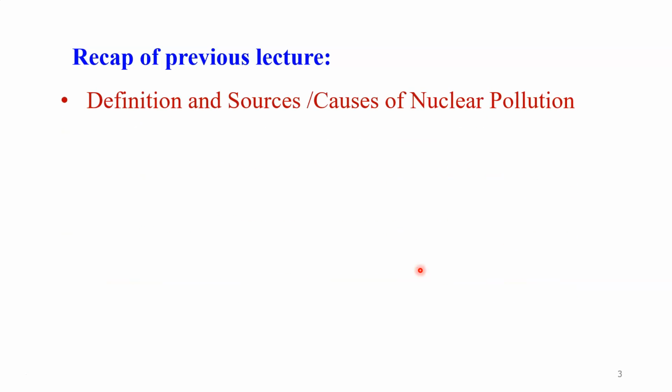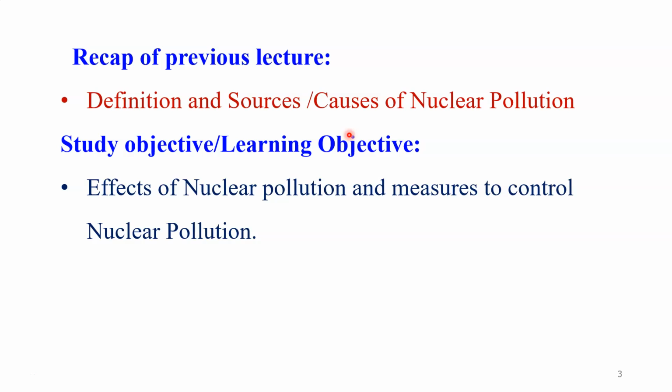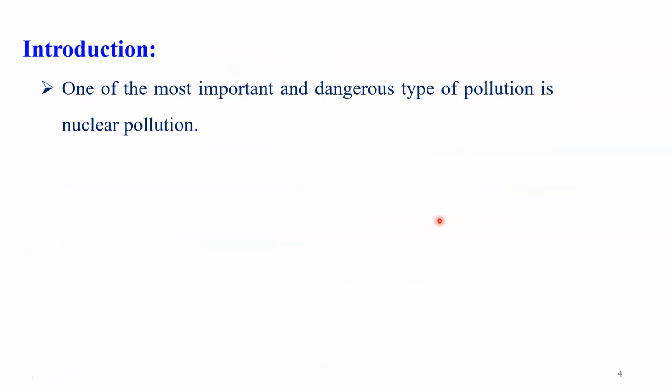Dear student, in the previous lecture we have already discussed detailed information about the definition and the sources of nuclear pollution. In today's lecture, we are going to discuss a very important subtopic of this chapter, that is effects of nuclear pollution and measures to control nuclear pollution. One of the most important and dangerous types of pollution is nuclear pollution.